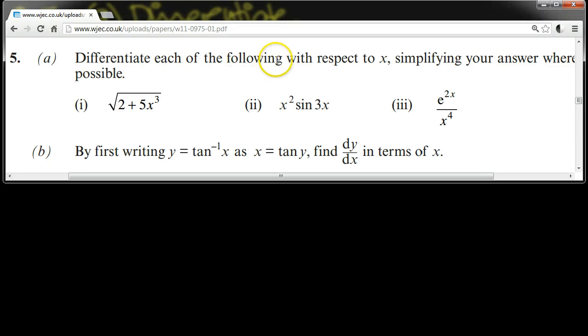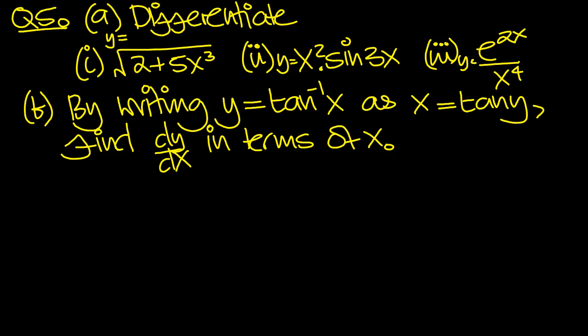Differentiate each of the following with respect to x, simplifying your answer wherever possible. The square root of 2 plus 5x cubed, x squared times sine 3x, e to the 2x over x to the 4. By first writing y equals tan to the minus 1 of x, arc tan x, as x equals tan y, find dy/dx in terms of x. So let's have a look at this then. Okay, I've written y equals for each of them, so we can just write dy/dx.